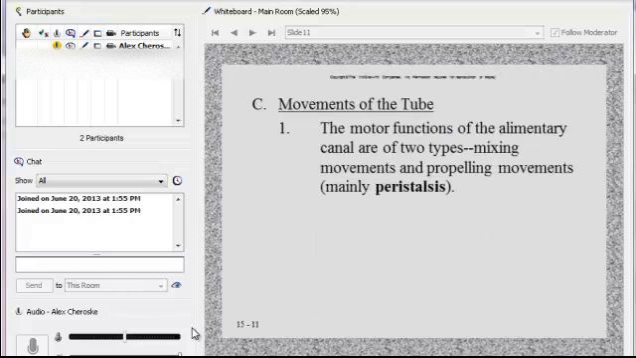Okay, we also said that one of the key functions of the system is going to be movement. And so when we're talking about movement, there's going to be a couple different types of movement. There's going to be some movements that are mixing movements. So those would be mechanical digestion, right? Like stomach churning, stuff like that. And then propelling movements are going to be, like I said, propulsion, or moving it along. And so one of the terms you'll see related to propelling movements is called peristalsis. And peristalsis is this rhythmic contraction of the alimentary canal.